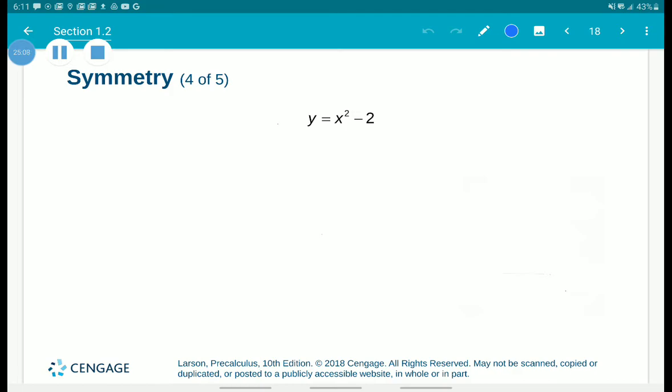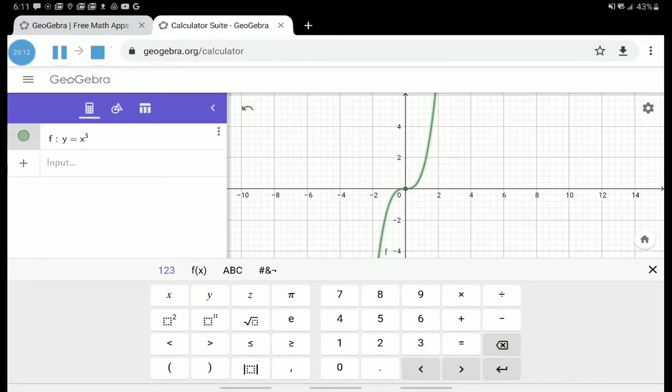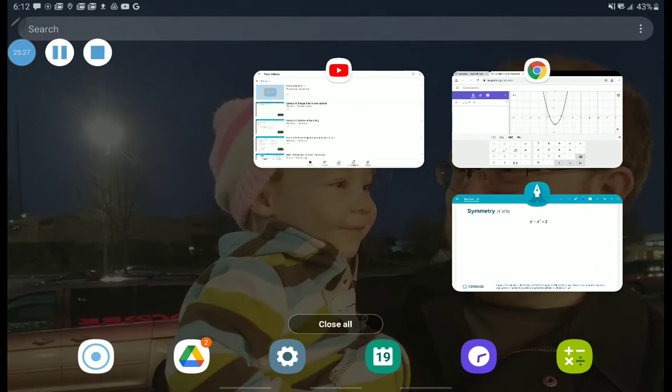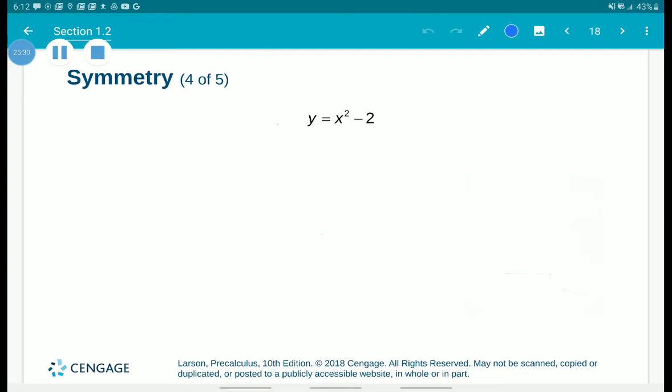So let's look at this guy. We have y equals x squared minus 2. If we were to graph this function, we'll see the symmetry we have. So there's our graph. What type of symmetry do you think we have here? And that is correct. We do have symmetry with respect to the y-axis. So with respect to, I'm going to abbreviate the y-axis.